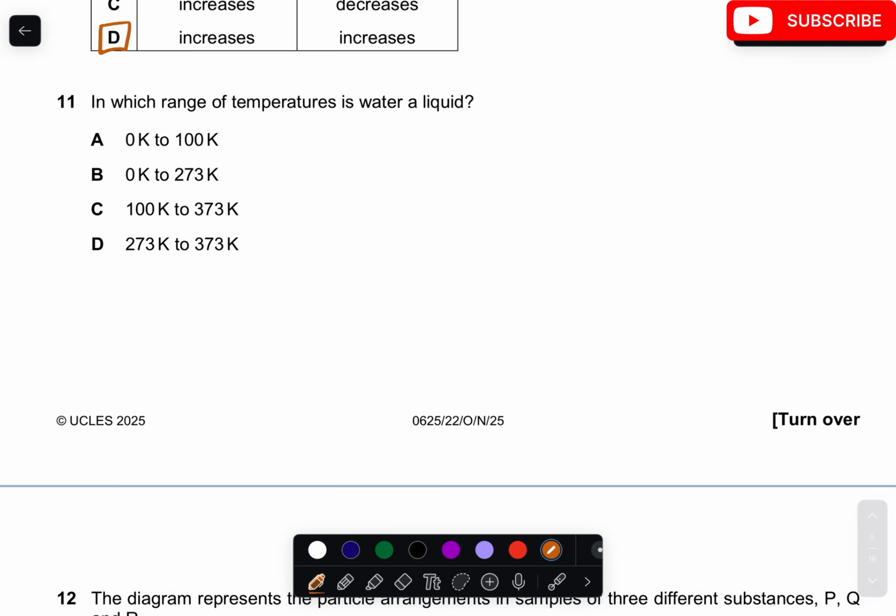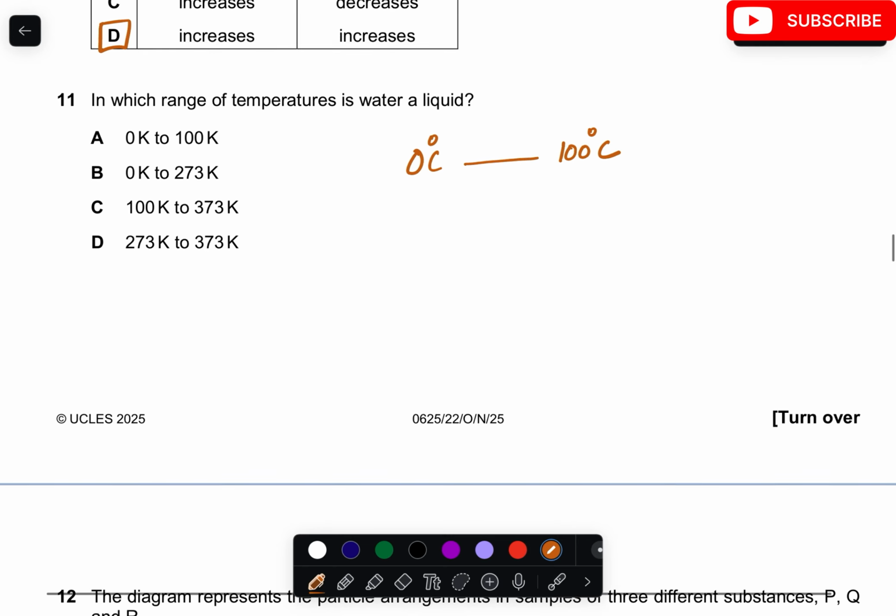Question 11. In which range of temperature is water a liquid? Okay, we know water is liquid from 0 degrees Celsius to 100 degrees Celsius. Between these temperatures it will remain liquid. Okay, so for the Kelvin, what you have to look at, 0 degrees Celsius is 273 Kelvin. Okay, and 100 degrees Celsius is 373 Kelvin. Okay, so it's option D. You just have to add 273 to the number to get the Kelvin scale.